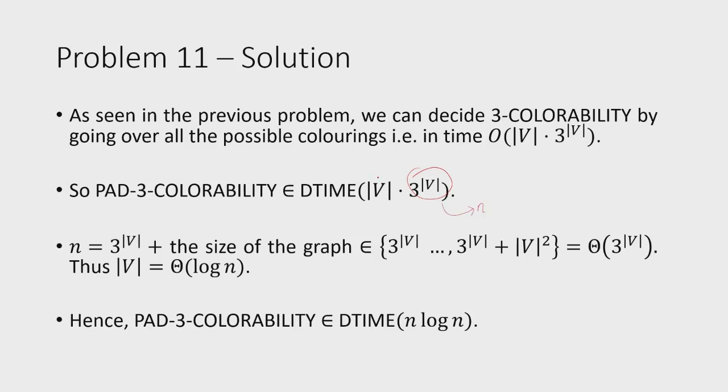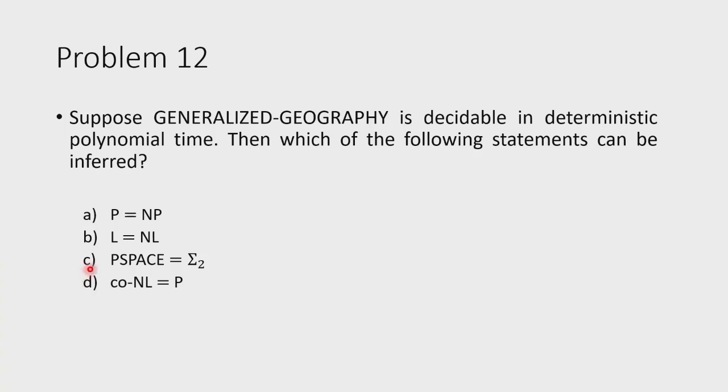So we are only left with this. But if n is equal to 3 to the size of V, then log n base 3 is equal to size of V, right? So size of V is theta log n. So this quantity over here is n log n. And so pad 3 colorability is in DTIME n log n. Is this fine? Yeah. Okay, so let's move on to the next problem.